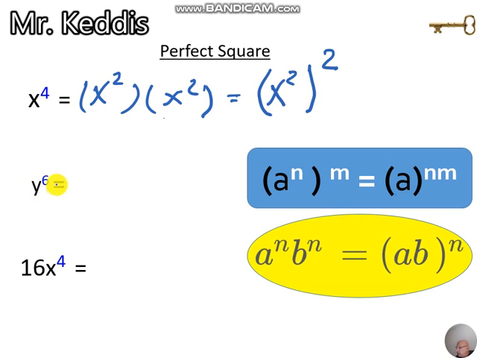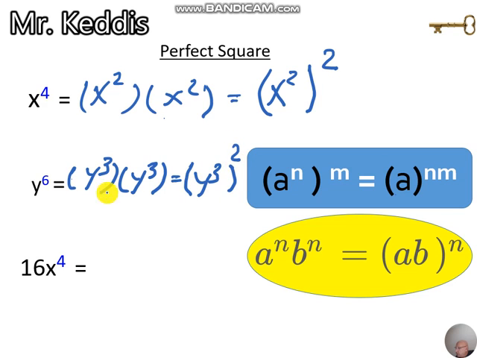The same thing here. This means y cubed times y cubed, because when I multiply, I add the exponents. 3 plus 3, I get 6. This means y cubed raised to the power of 2, which is repeated 2 times. According to these rules, if I multiply m times n, 2 times 3, I get 6. Here, I add the exponents 3 plus 3, I get 6. But here, power raised to the power, I multiply 2 times 3, I get 6.